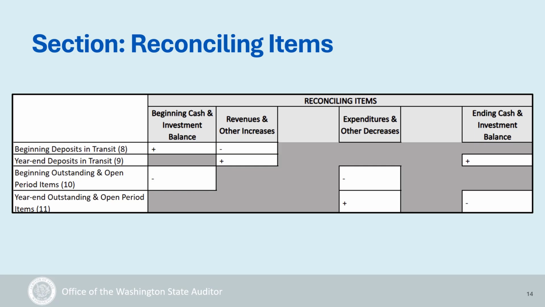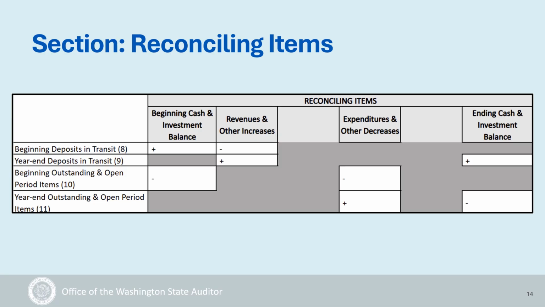If you pay close attention to this and the following line item, which is year-end deposits in transit, you may notice that those year-end transactions from the prior year should be equal to the beginning deposits line item. This is because if you look at the Schedule 06 from the prior year, the ending deposits in transit amounts that are added to that year's activity should be the same amounts that you need to adjust for the beginning of the current fiscal year's reconciliation that you're performing. This same thought process is applied to the next two steps, steps 10 and 11, or beginning outstanding and open period items and year-end outstanding and open period items.